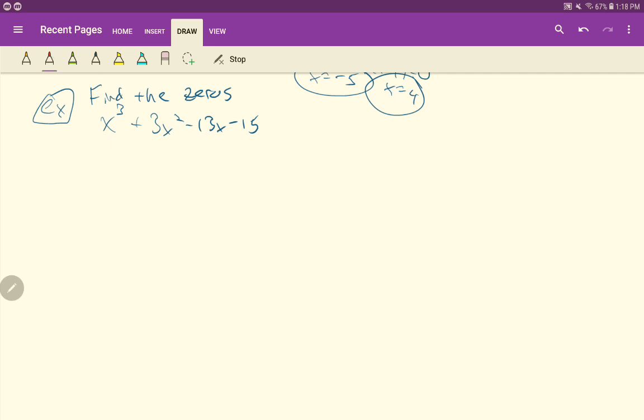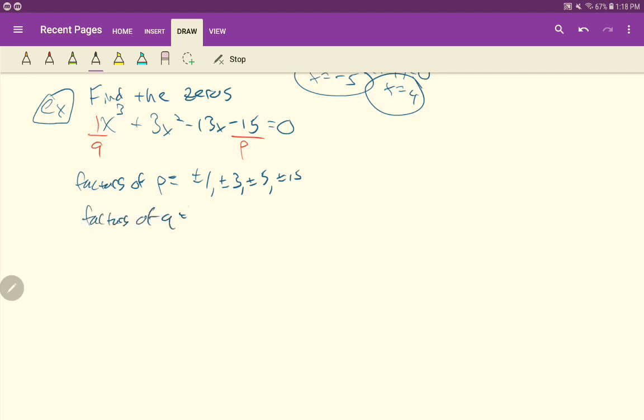Okay, so again, you can look at this and see you're not going to be able to factor this, right? So we'll set this thing equal to 0. And let's see here. We're going to say there's our p, and our q is a 1 in front there. Okay, so we'll do the factors of p, which are plus or minus 1, plus or minus 3, plus or minus 5, plus or minus 15. You can use your calculator to help with this if you want to. And the factors of q, plus or minus 1.